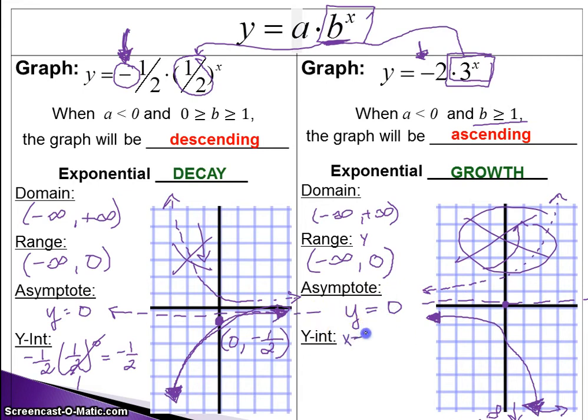Y-intercept, again, remember, is when x equals 0, so I have -2 times 3 to a power of 0. Anything to a power of 0 is 1. -2 times 1 is -2. Hence the reason when I'm looking at my graph, I cross at 0, -2.